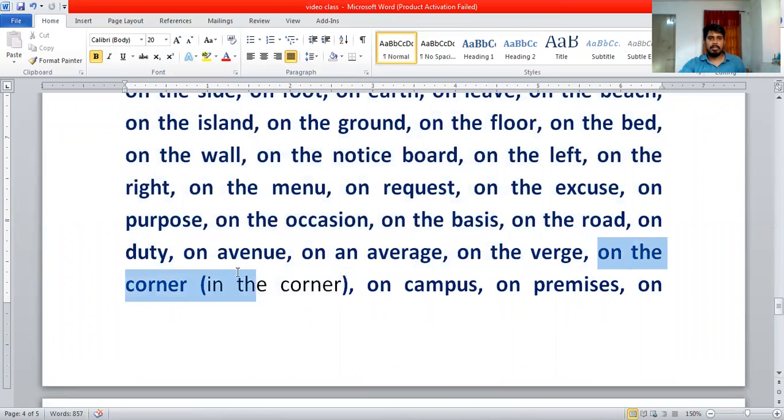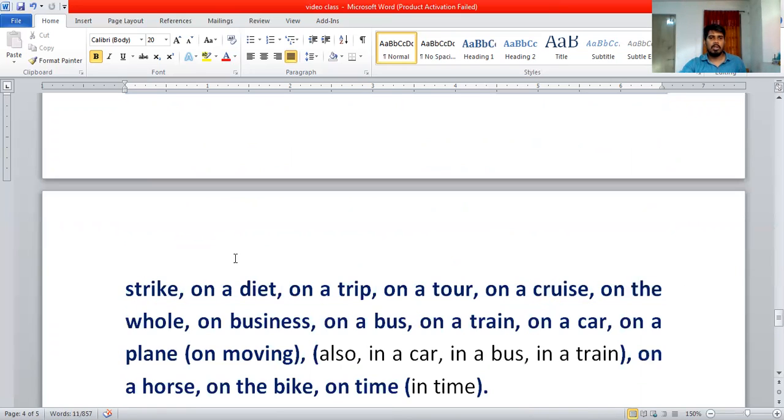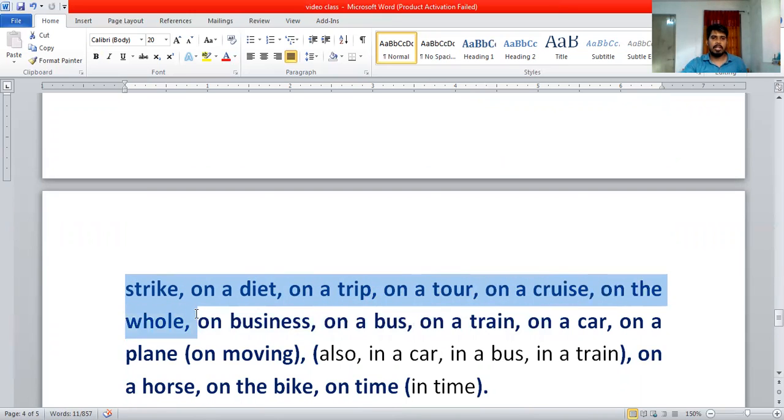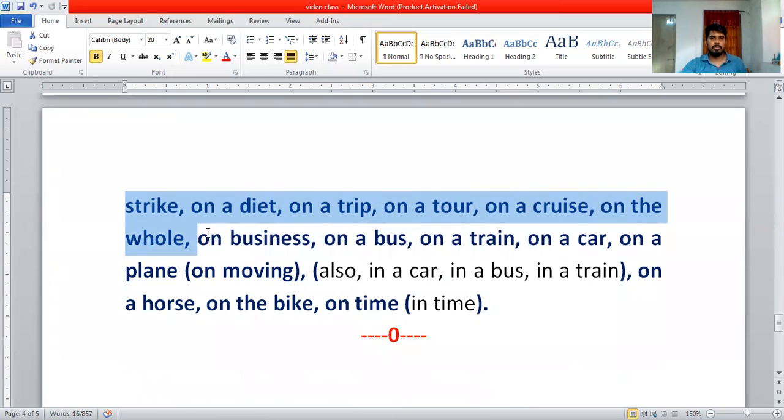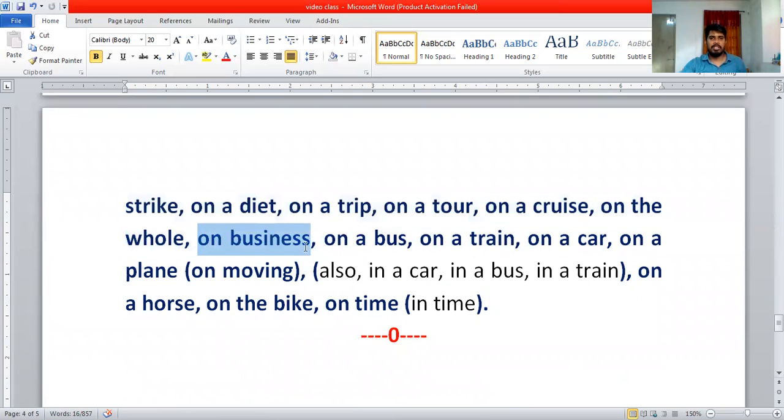on the corner, that means outside corner, in the corner, that means inside corner, on campus, on premises, on strike, on a diet, on a trip, on a tour, on a cruise, on the whole, on business. He came here on business, on a bus, on a train, on a car, on a plane.